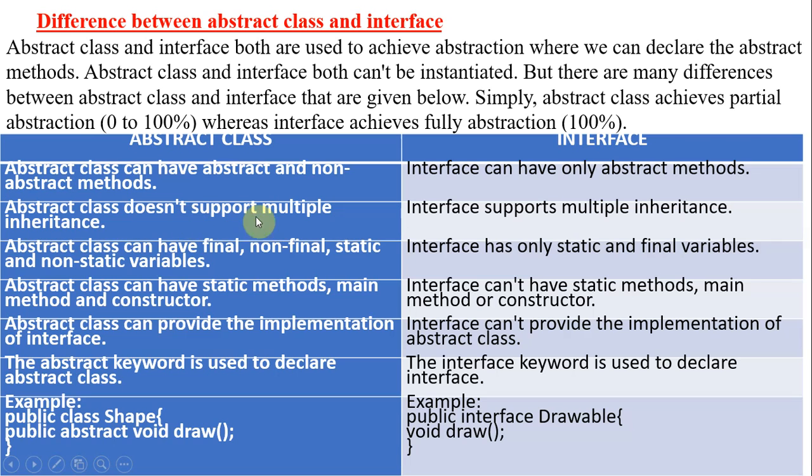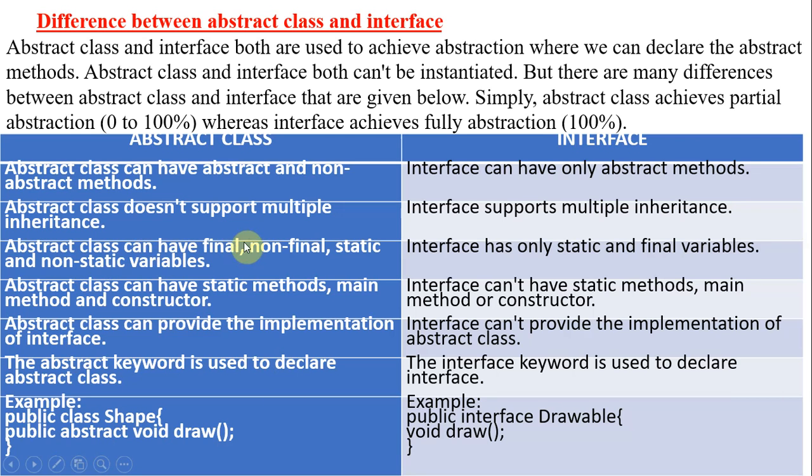Abstract class doesn't support multiple inheritance, but interfaces do. We just completed multiple inheritance with interfaces. If a child can be derived from more than one parent, that is called multiple inheritance. It is possible not only for classes, but for interfaces also.